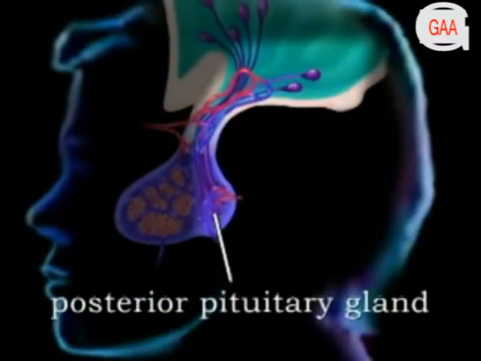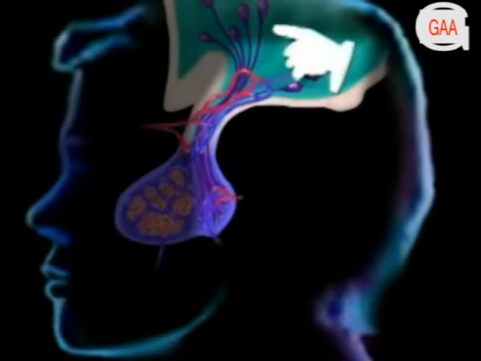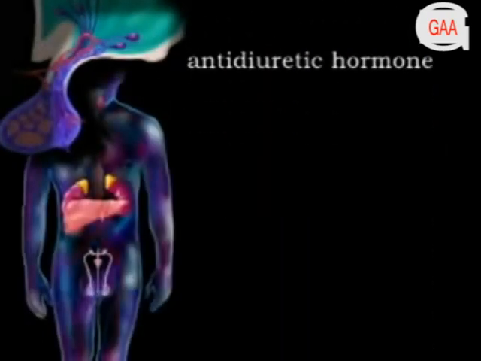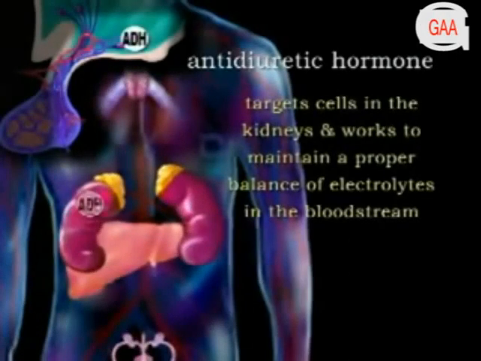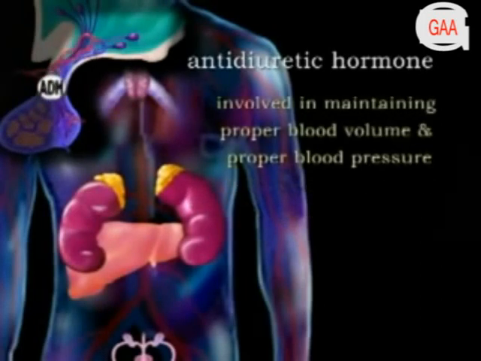The posterior pituitary gland contains neuron cells that originate in the hypothalamus, and it releases two hormones that are produced in the hypothalamus. Antidiuretic hormone, or ADH, primarily targets the cells of the kidney and works to maintain proper balance of electrolytes in the bloodstream, but is also involved in maintaining proper blood volume and pressure.